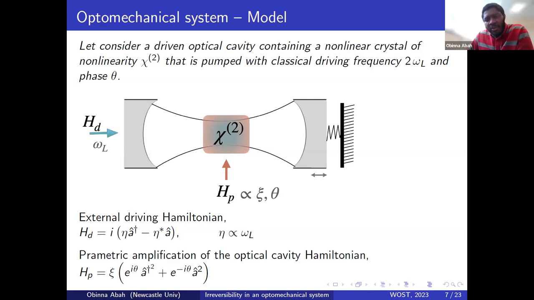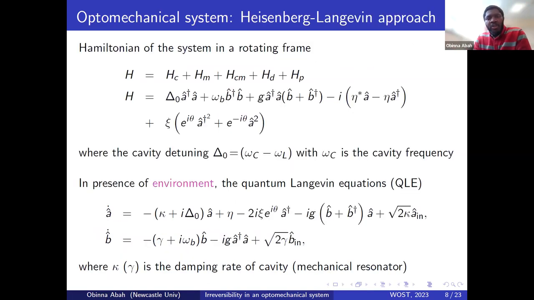But here what we're interested to look at is, how does this modify the entropy production in an optomechanical system? And to proceed, first is to write the Hamiltonian in a rotating frame, given by the first equation here, where delta naught is just the cavity detuning, omega L is the driving laser, and omega C is the cavity frequency.